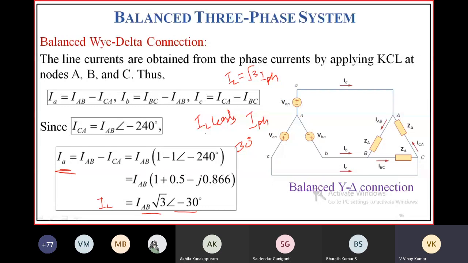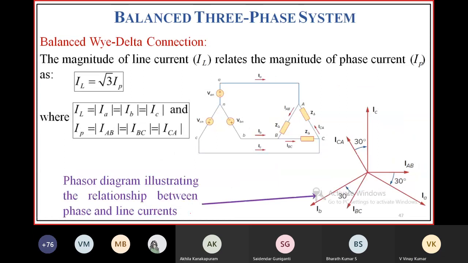Line current lags phase current by an angle 30 degrees, whereas in the case of a star connected system, line voltage leads phase voltage by an angle 30 degrees. Whereas here, line current lags phase current by an angle 30 degrees. So IAB root 3 at an angle minus 30. Minus 30 means line current lags phase current by 30 degrees. All are equal in magnitude but displaced by 120 degrees from each other. So you know the relationship between line current and phase current in the case of a delta connected load.